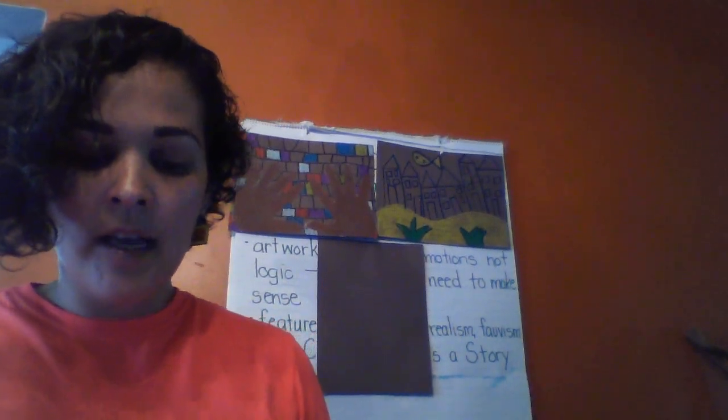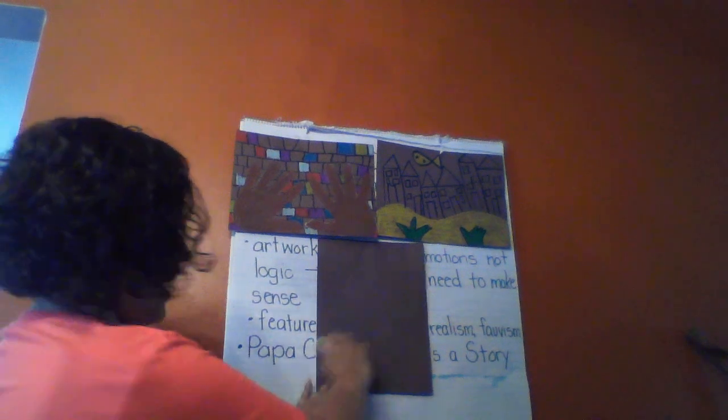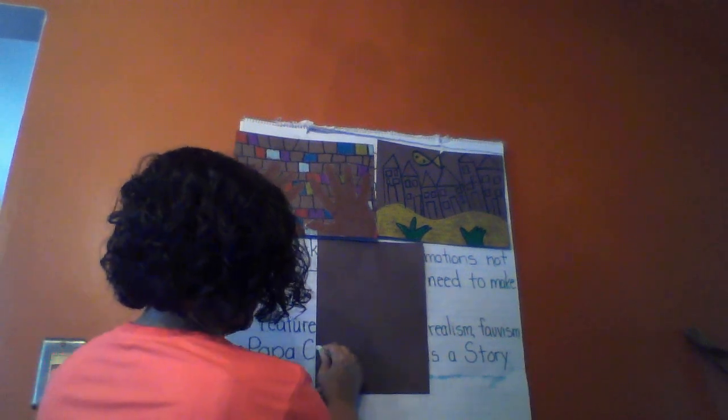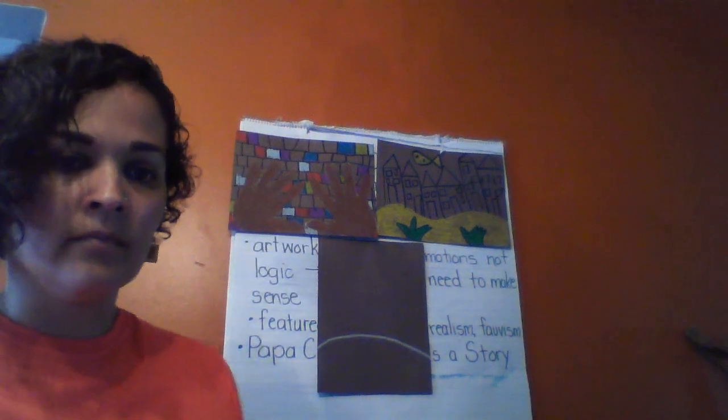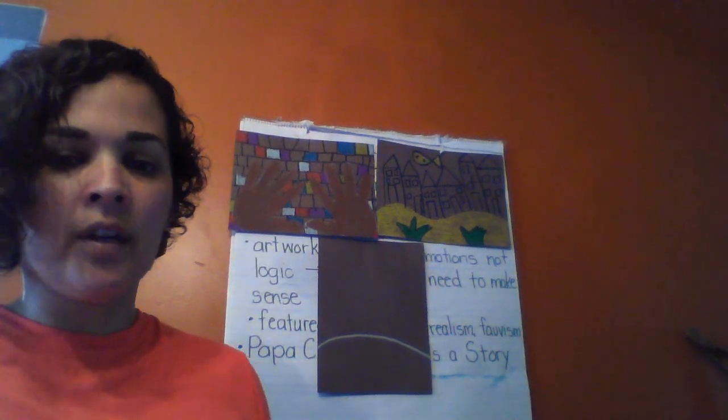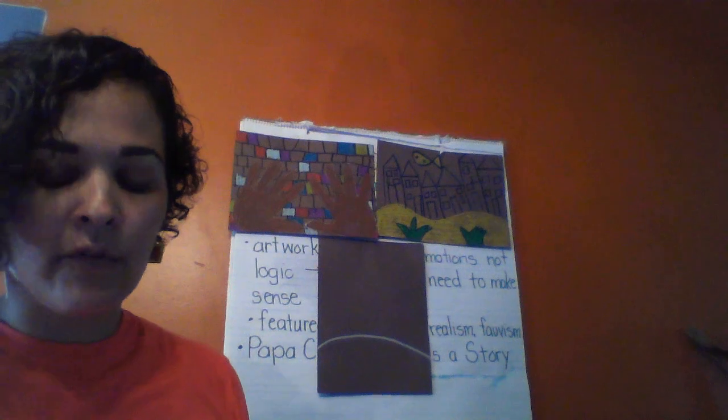So the first thing that we're going to draw, and I'll do it with white only because I want you to be able to see it, is I want you to draw on the bottom two quadrants a hill. Again, there is no perfect way to do a hill. It's just a big curve at the bottom of your paper.